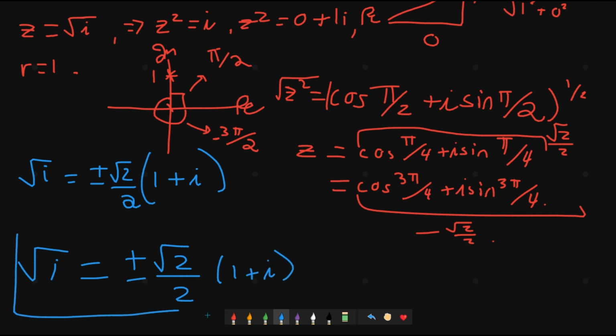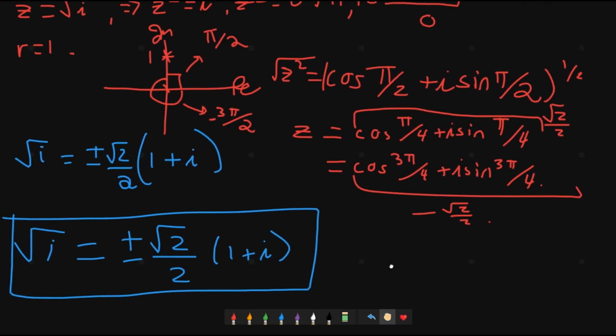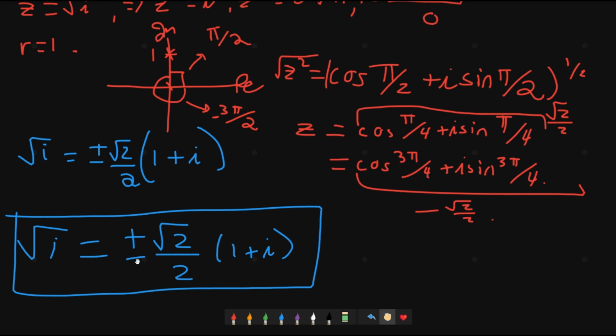And that is our answer for today. Today we found out, using some complex analysis, that the square root of i is equal to plus or minus root 2 over 2 times 1 plus i.